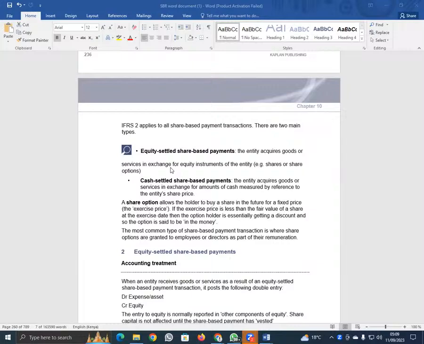We are going to pay them, ladies and gentlemen, using shares or share options. That's what we call equity settled. And then we have a cash settled share-based payment. The entity acquires goods or services in exchange for amounts of cash measured by reference to the entity's share price. I would want, ladies and gentlemen, to repeat this once and for all.